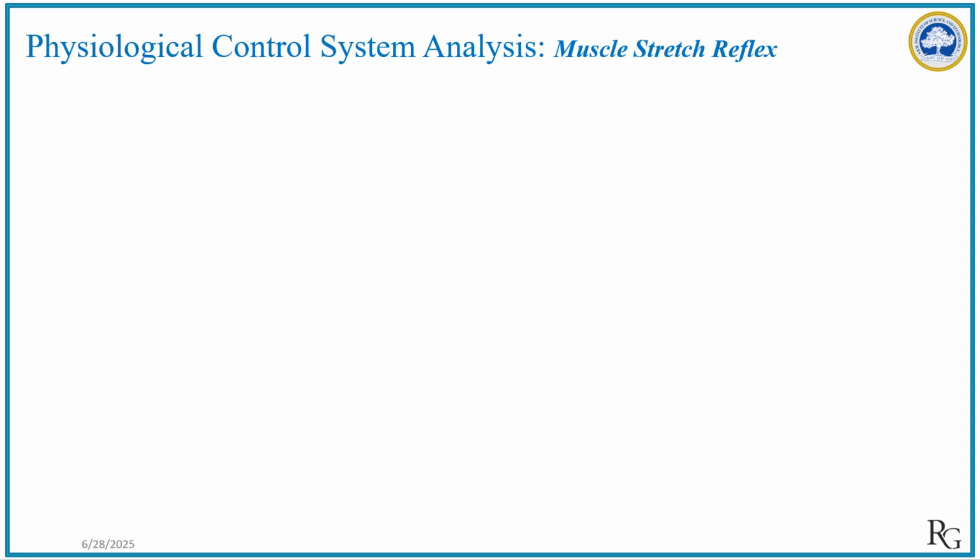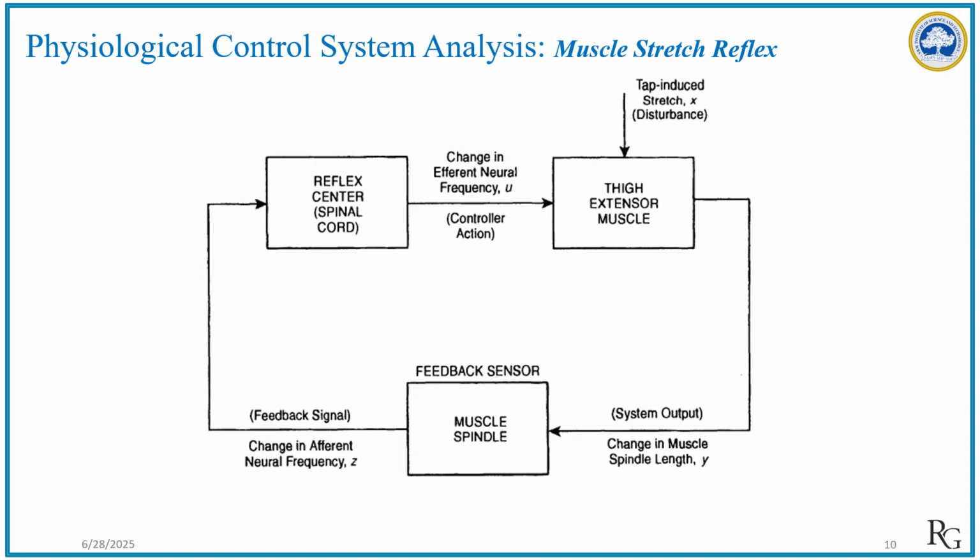Next, we compare the physiological system to the actual control system. We can see that the thigh muscles correspond to the plant or controlled system. The disturbance X is the amount of initial stretch produced by the tap of the knee. So the thigh muscle can be considered as the plant, and the disturbance is the tap that is induced.